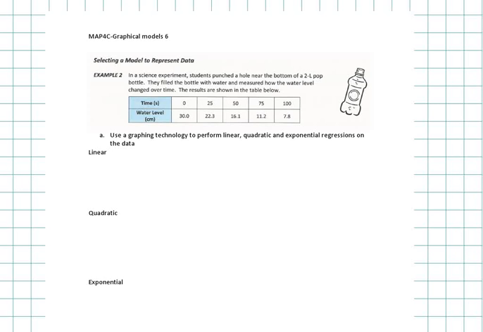In a science experiment, students punched a hole near the bottom of a 2-liter pop bottle. They filled the bottle with water and measured how the water level changed over time. The results are shown in the table below.